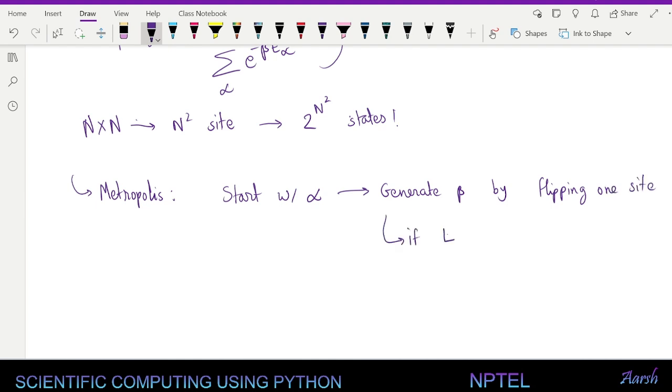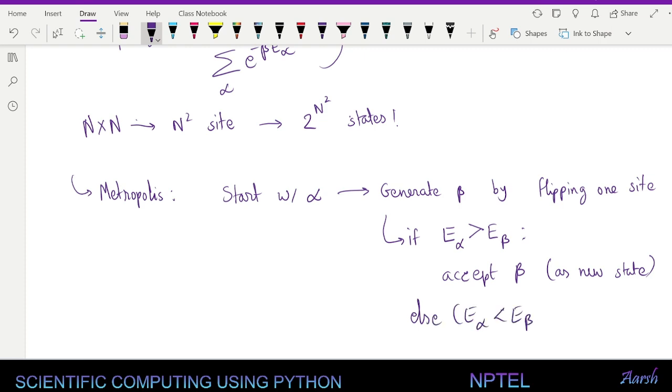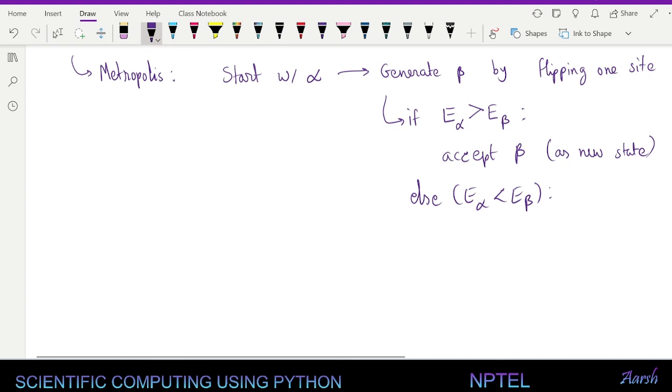And if E of alpha is greater than E of beta, so you are decreasing energy, which is good, then accept beta as the new state with probability 1. So just accept it. And else, which means if E alpha is less than E beta, so that is not favorable, then accept beta, but with only some probability, and that probability is e to the power minus (E beta minus E alpha) divided by dt.